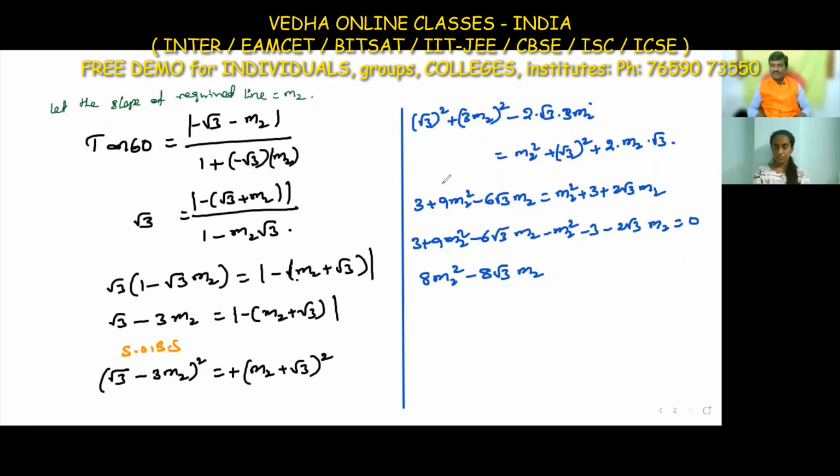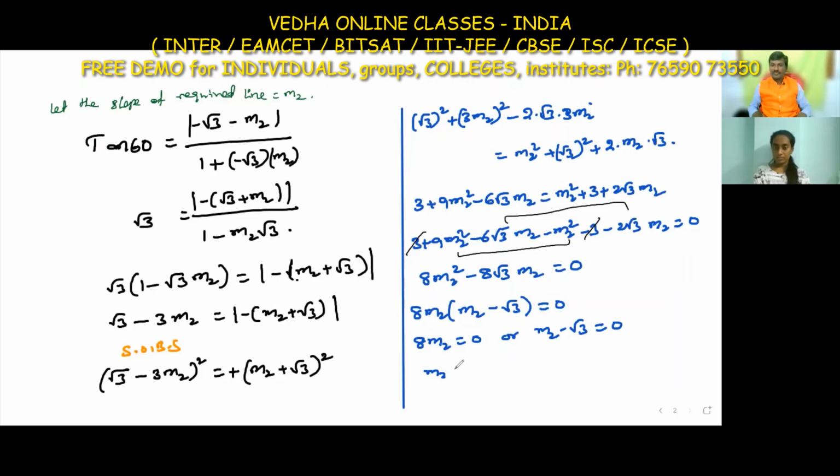Now here plus 3 minus 3 we can cancel. We simplified these two as well as these two. Now what can we take common? 8m2 is common, remaining m2 minus root 3 is equal to 0. That means 8m2 is equal to 0, or m2 minus root 3 is equal to 0. So m2 is equal to 0 by 8, which is 0, or m2 is equal to root 3.